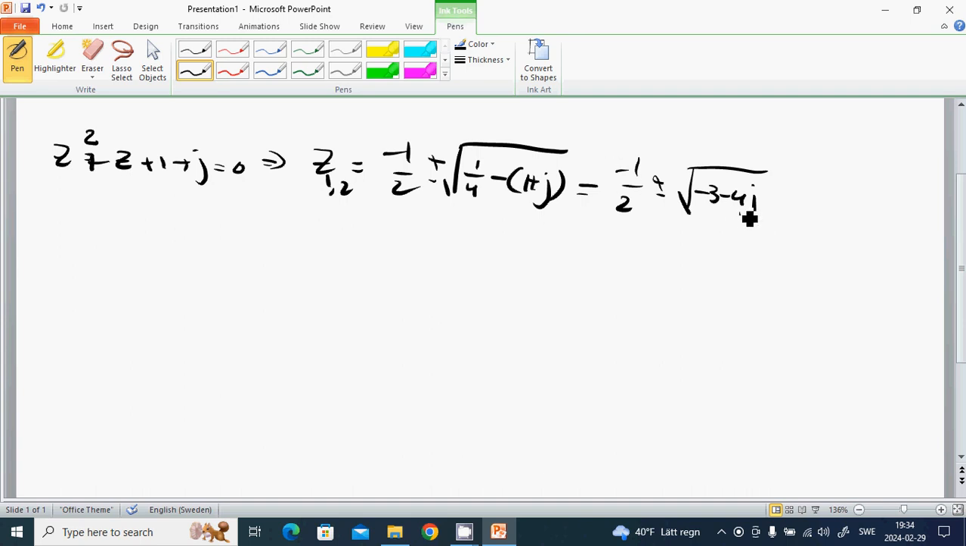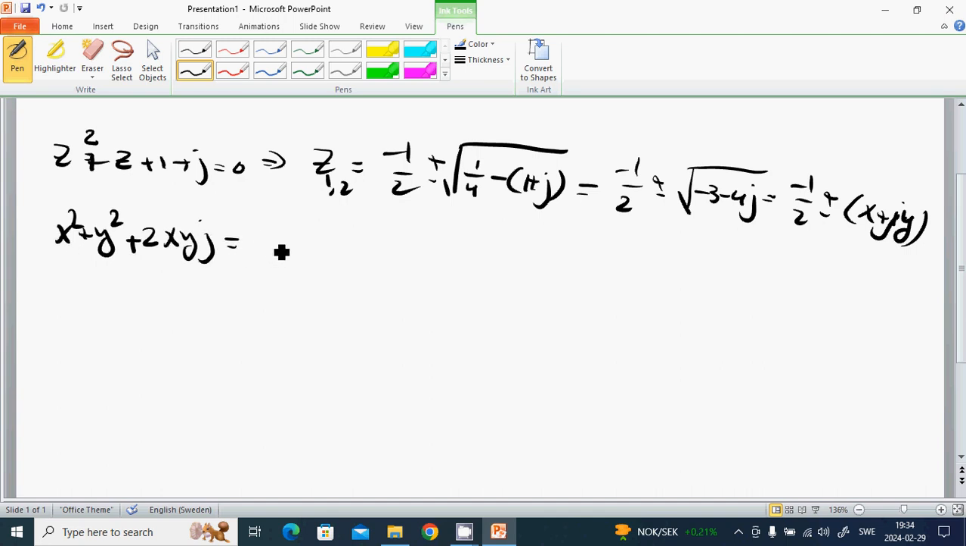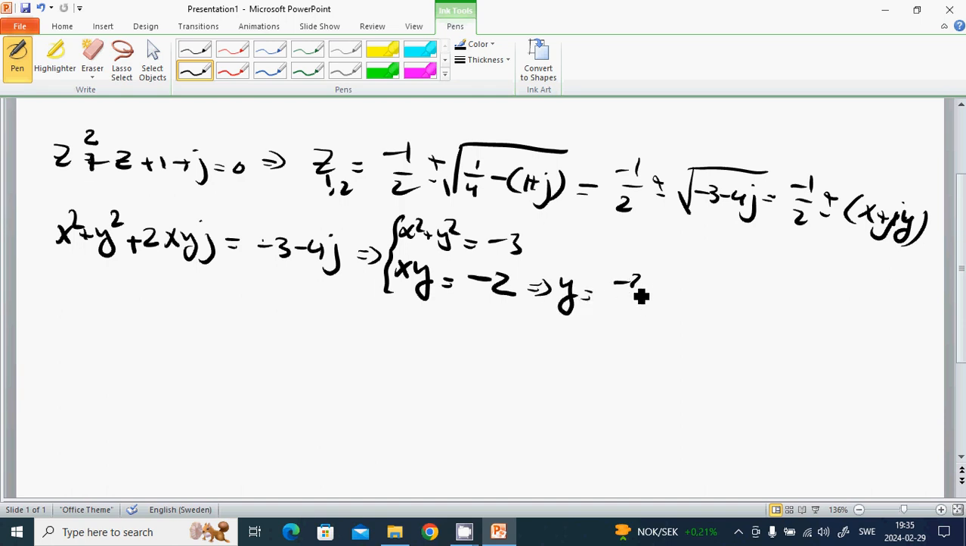Assume that this is, we can put it -1/2 ± (x + jy). This one is this one. Then x² - y² + 2xyj equals -3 - 4j. Then x² - y² = -3. And xy = -2. This one is this. Then y = -2 divided by x.